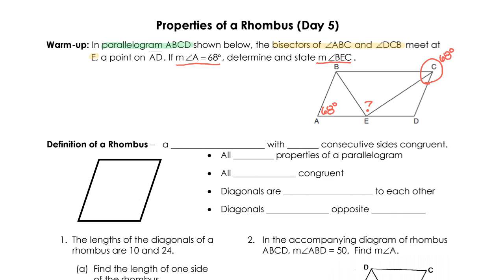And I'm pretty sure that they told us that we have an angle bisector of angle ABC and angle DCB. DCB is this one that we're talking about right up here. So this part is equal to this part. And so if we take 68 degrees and we divide it by 2, we're going to get 34 degrees for each one of these angles. So 34 here and 34 here.